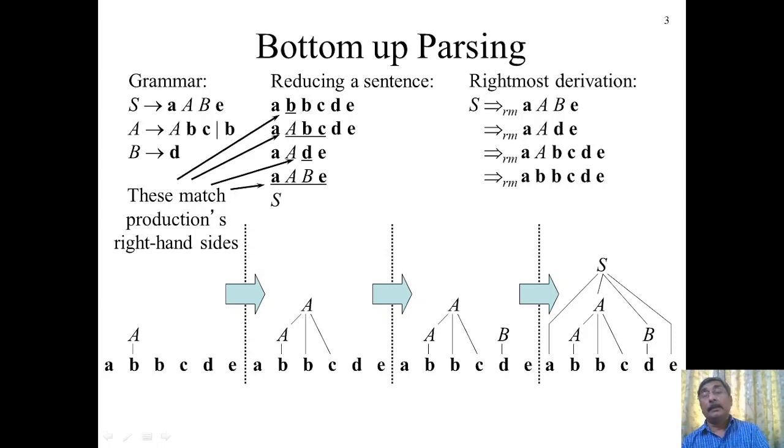So you see that this is the way I can get the total parse tree from the bottom to the top, from the leaves to the root. So therefore this technique is called bottom up parsing technique.